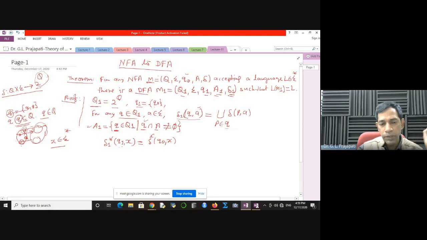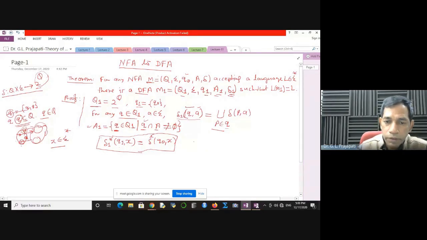This means if you start from the initial state of the DFA for the string X, you will go to some subset of Q. Here also, starting with delta star from the initial state Q0 of the NFA, for the same string X, you will go to some subset, and these two subsets will be the same, because you have defined the transitions of the DFA on behalf of the NFA. So this must be true.